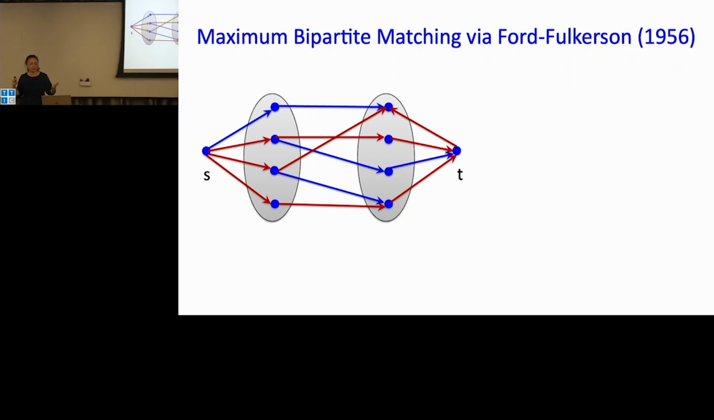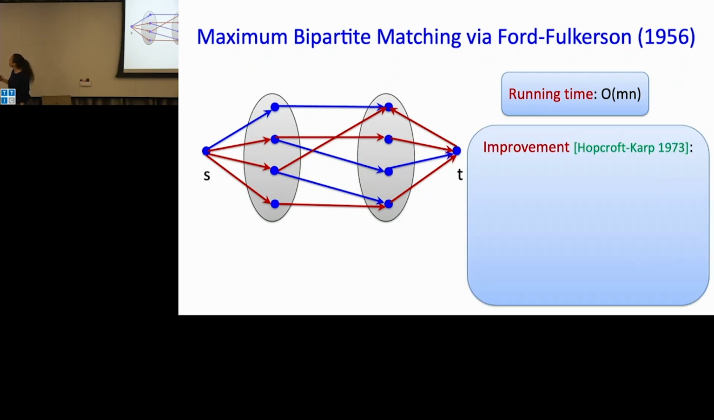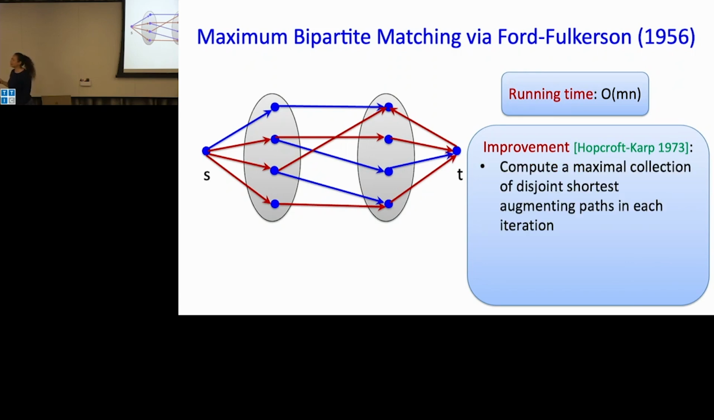If you remember from your algorithms class, you can implement this algorithm to run in time m times n. Why? Because there could be as many as n iterations, and every iteration takes time m, so m times n. This is an algorithm of Ford and Fulkerson from 1956. In 1973, it was noticed by Hopcroft and Karp that you can do it faster. The idea is that instead of improving one by one, little by little, you do it in bulk. So you go to the residual flow network, and now you want to compute a maximal collection of shortest disjoint paths.